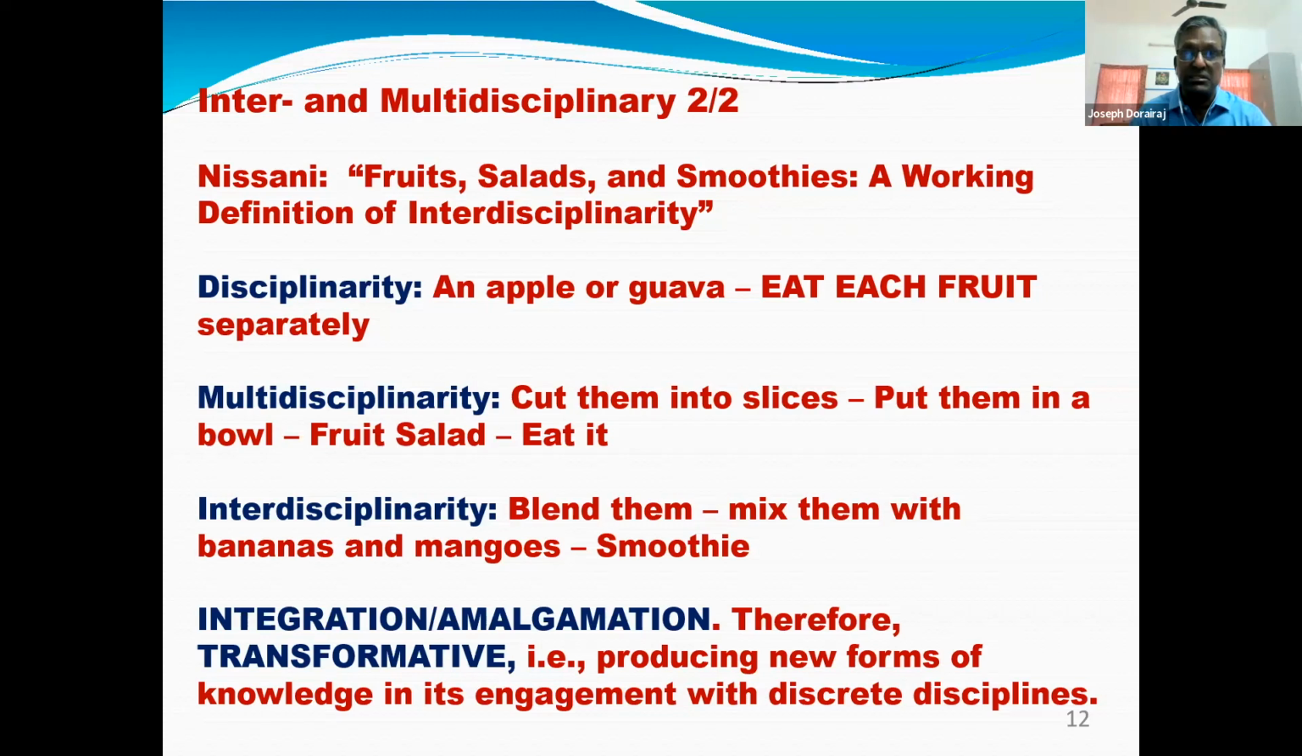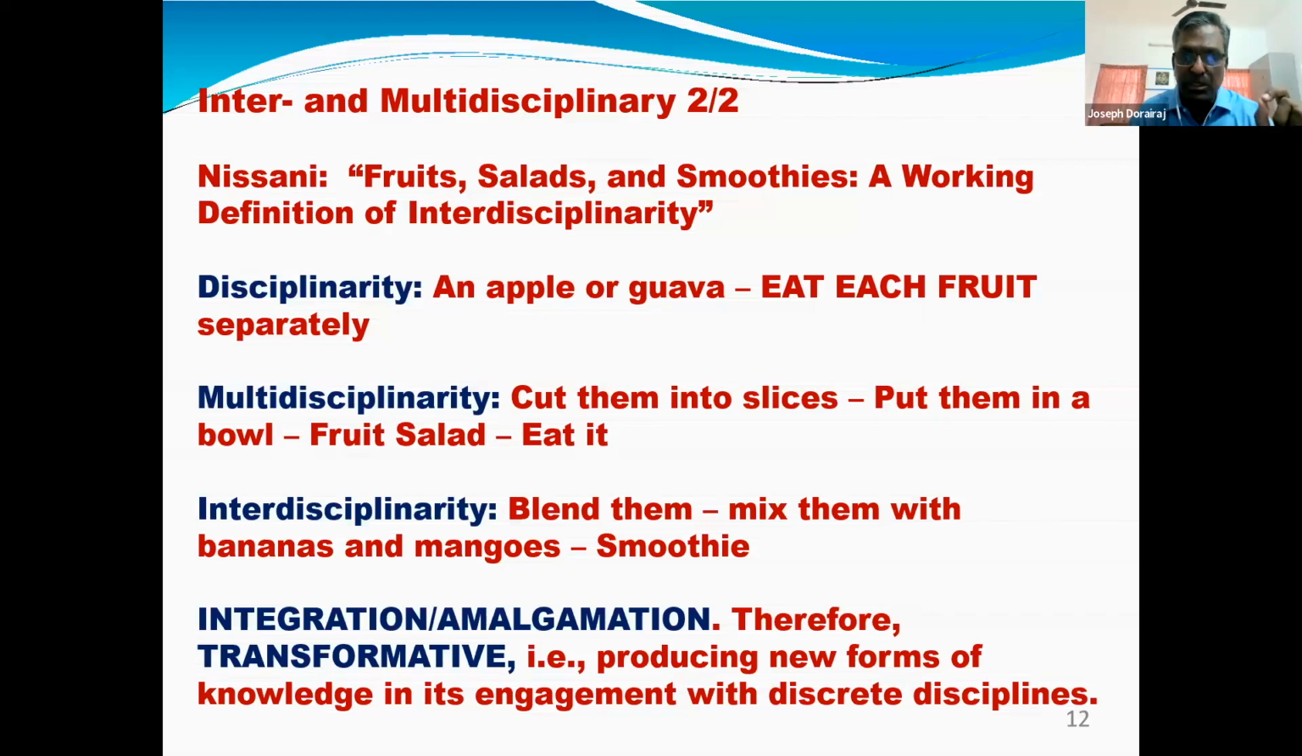Okay, so what is disciplinarity? You have an apple and only an apple and you eat it, or you have a banana, only a banana, and you eat it. Eat each fruit separately. That is disciplinarity. So in multidisciplinarity, you have a bowl. You have banana slices, apple pieces, mango pieces, you put them together, you mix it, and you have fruit salad and eat it.